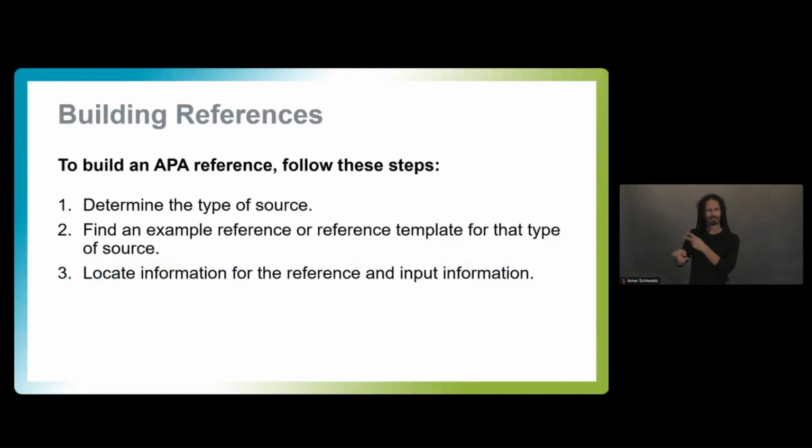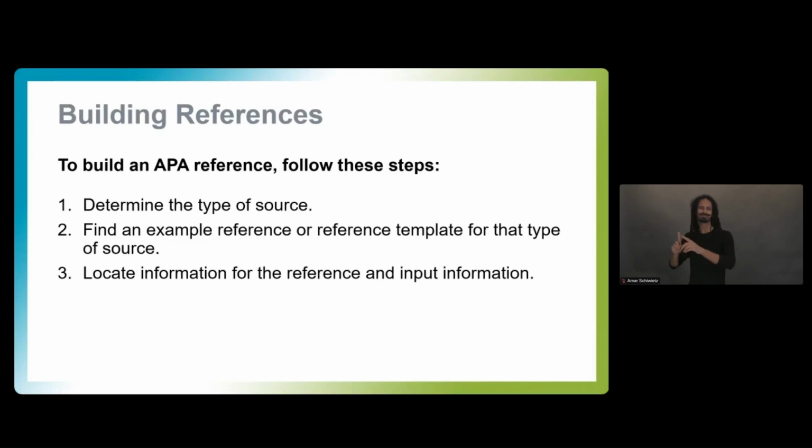In-text citations are the same for all types of sources. You use the author's last name and year, right? So author, date, style, APA. But references are more complex. Each type of reference requires a slightly different format.